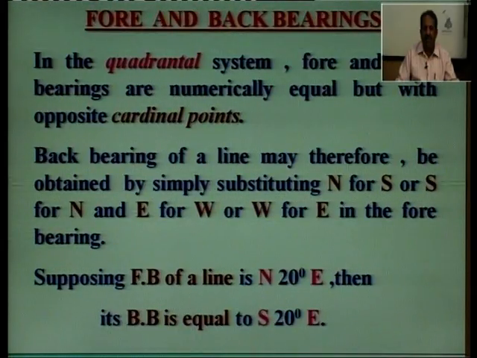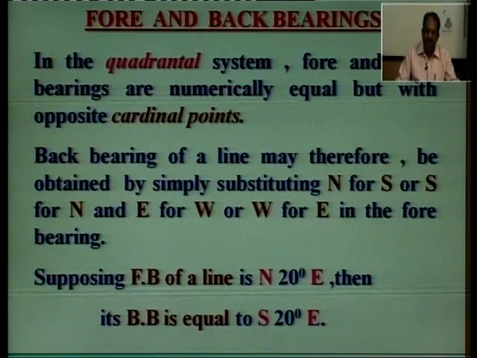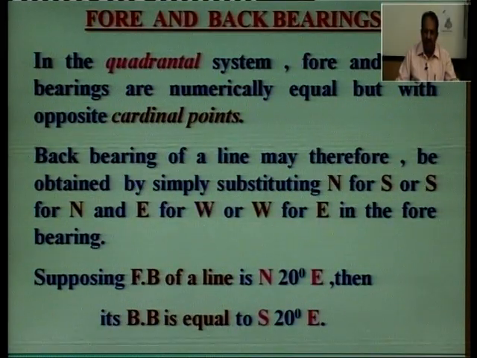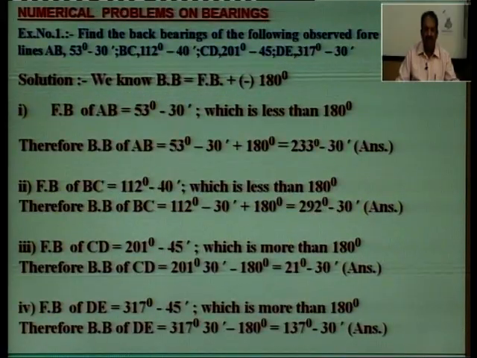Back bearing of a line may therefore be found in the quadrantal system by simply substituting N for S or S for N, E for W or W for E in the fore bearing. Suppose the fore bearing of a line is north 20 degrees east, then to find the back bearing, we replace N by S and E by W. So, it will be south 20 degrees west.